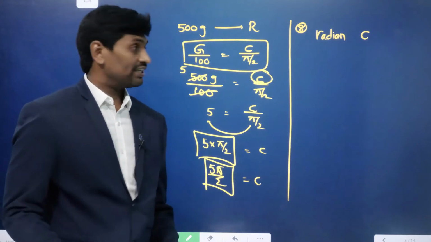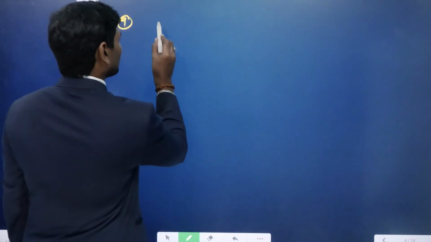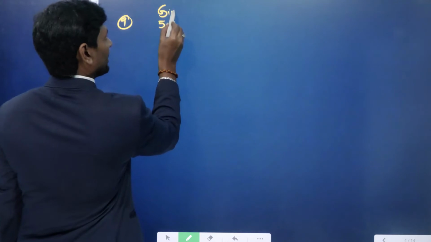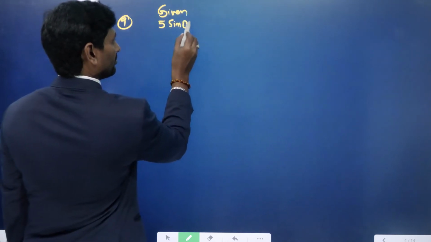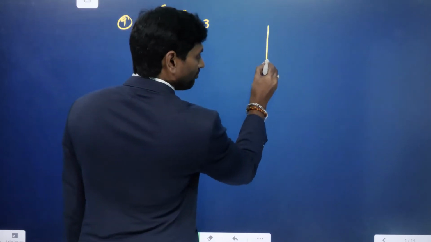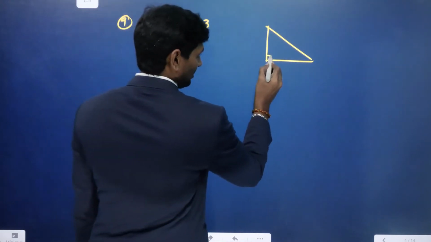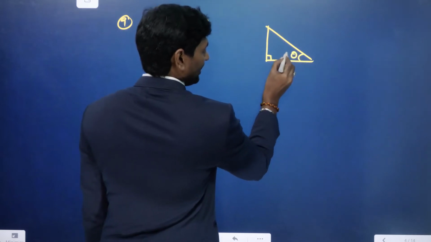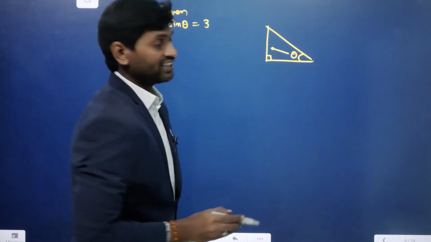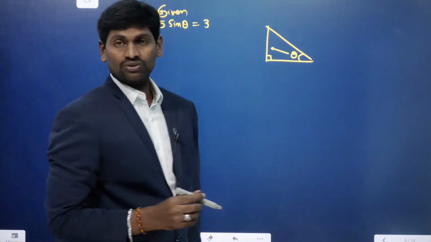Now let us go to question number 9. That is, the 9th question is, if 5 sin theta equals 3, then find cos theta. The given part is 5 sin theta equals 3. For this, I am going to take a right angled triangle here. This is theta. Opposite side, adjacent side, hypotenuse for this angle.